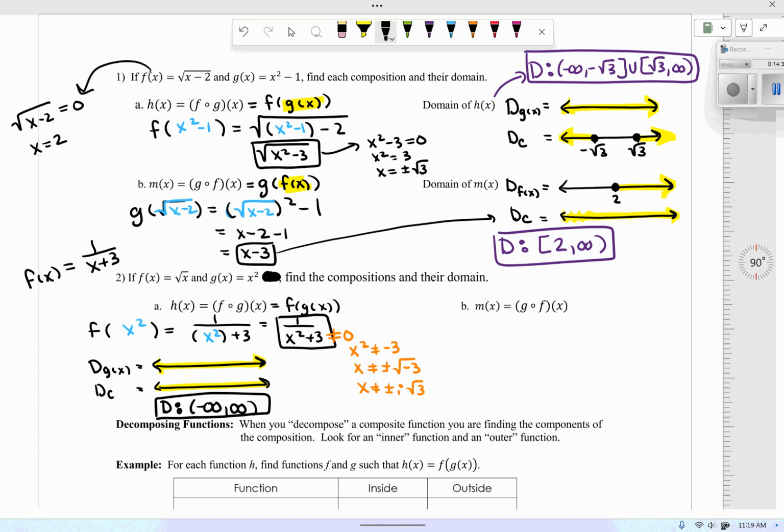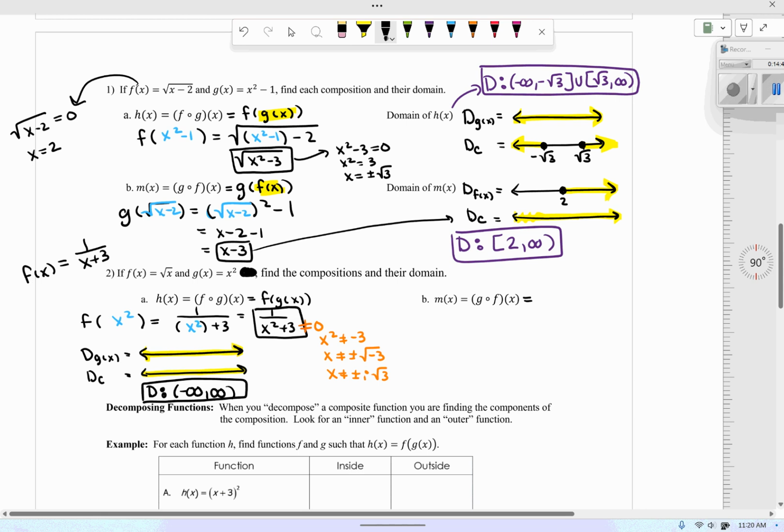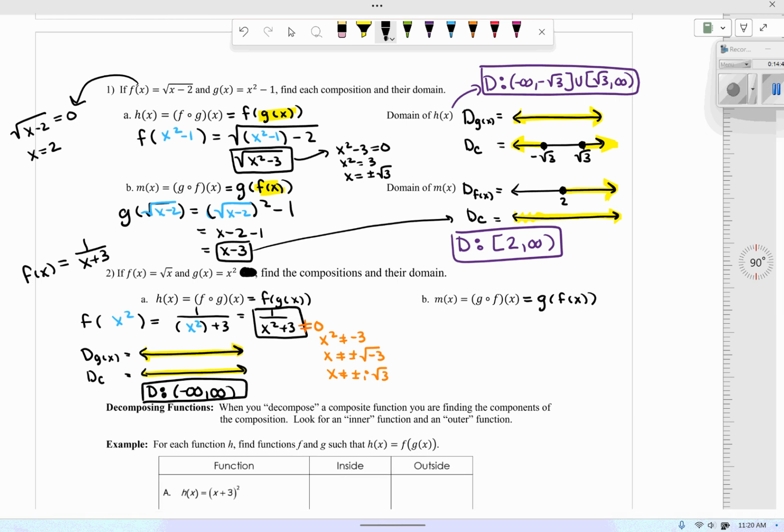So let's go ahead and look at the next composition. Now we're doing g of f of x, or you can write that as g parenthesis f parenthesis x. So the inside function is now f of x. We have g of parentheses, so we have parentheses squared because it's x squared, and we're plugging in f of x. Or no, sorry, not the square root of x. I forgot we changed that, it's 1 over x plus 3.